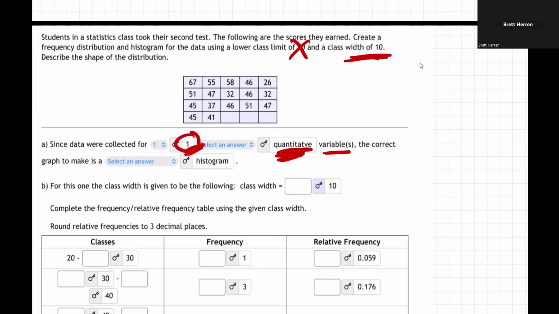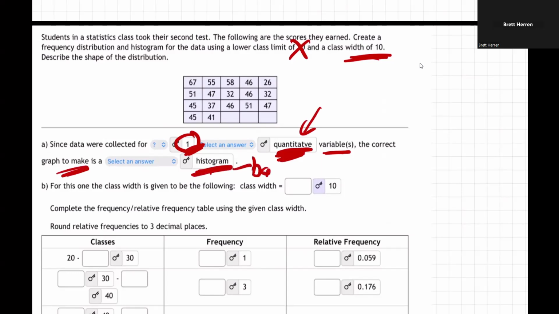And it's a quantitative variable, meaning it's a number. We could have recorded their eye color or their hair color or their gender or their race or something like that. That would not have been a quantitative variable, but we just recorded their score, which is a number. It's a quantity. It's a quantitative variable. So the correct graph to make then is a histogram.